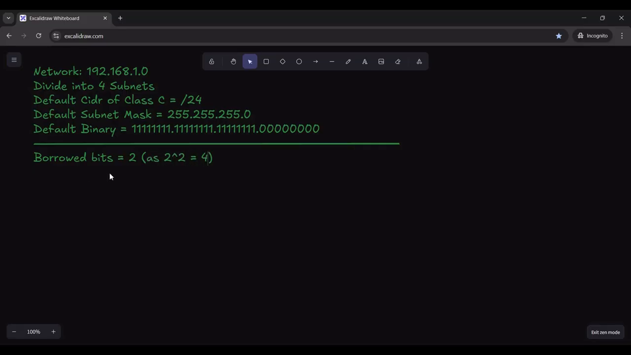And then based on this information, we discovered that the new CIDR notation is going to be /26, as 24 plus 2. 24 was the original CIDR notation. We borrowed 2 bits, so it's plus 2. It's equal to 26, which means our binary representation of the CIDR notation must have 26 ones.